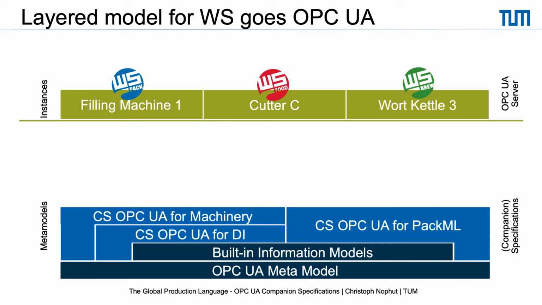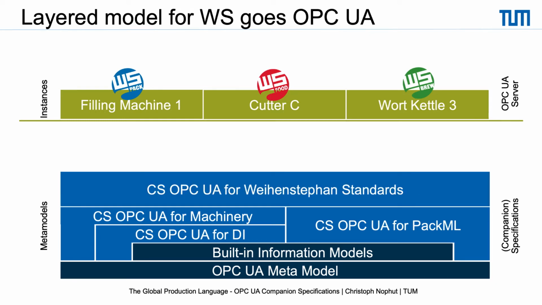We're using the PackML companion specification for having the state machine from PackML. So on top of this lies our companion specification. Our companion specification only defines data types and the way to structure our machines.